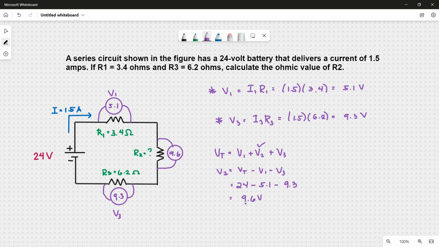Now that we know the voltage drop in this resistor, we can now identify its value. So R2 is equal to V2 over I2, 9.6 over 1.5, and this will give us 6.4 ohms.